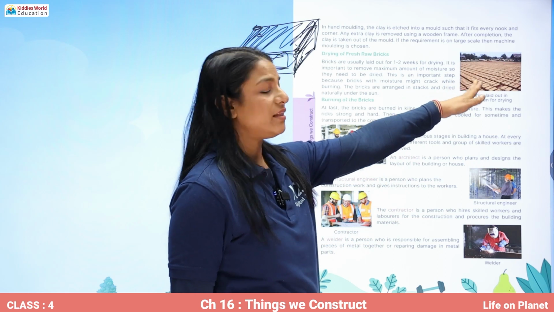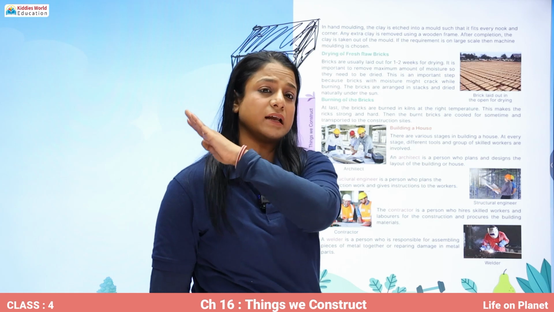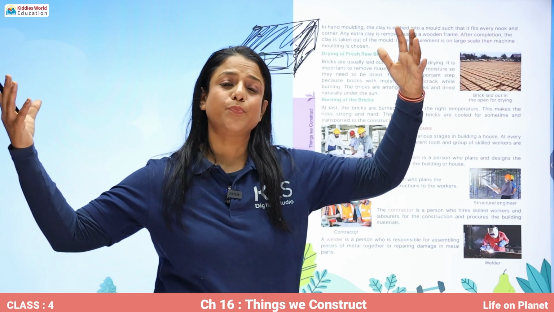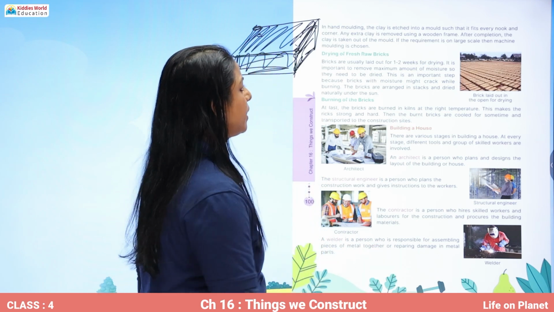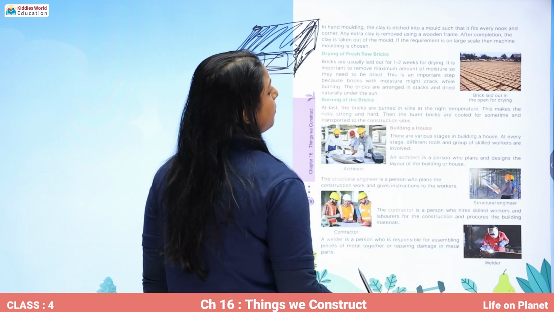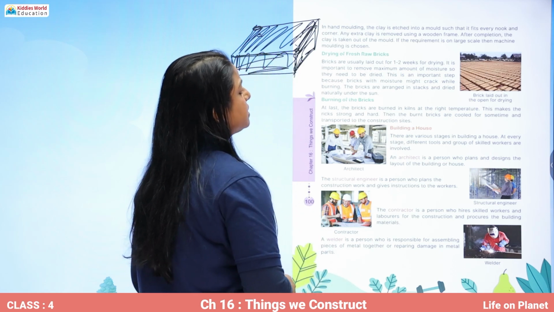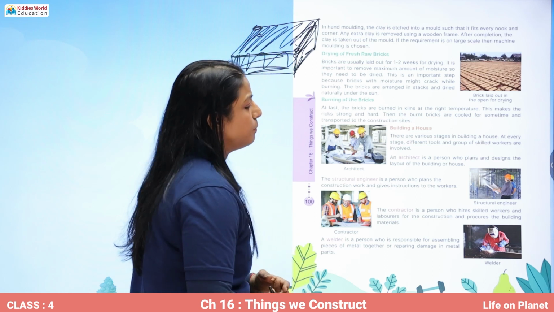So, see, when the bricks are being taken out of the molds, they are being laid on vast surfaces where there is plenty of sunlight falling, and here the bricks are being laid down for 1 to 2 weeks for drying. It is important to remove the maximum amount of moisture, so they need to be dried. This is an important step because bricks with moisture might crack while burning.